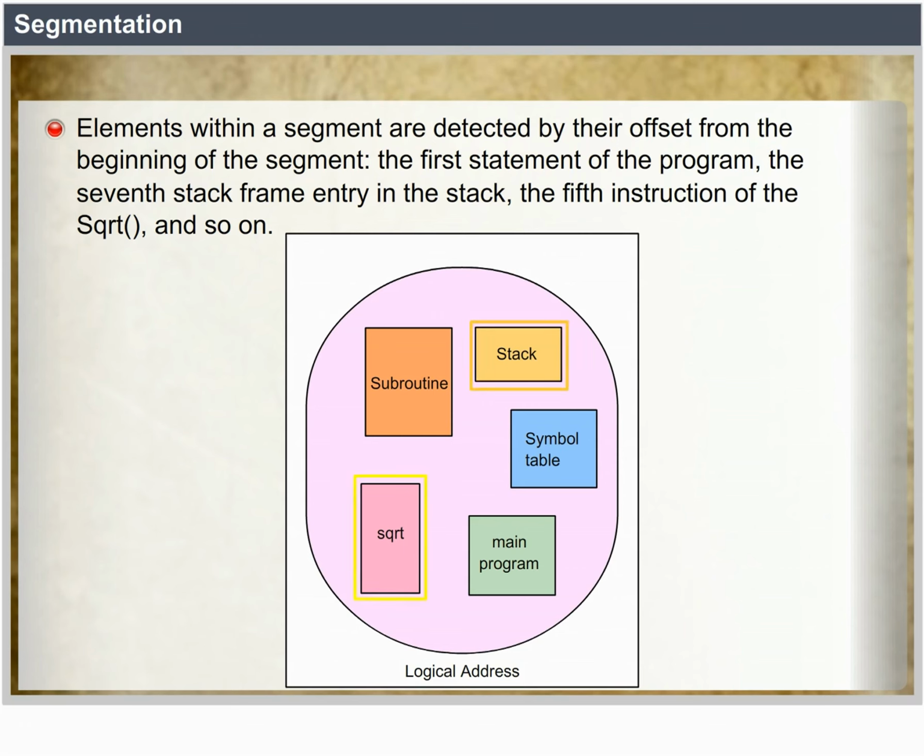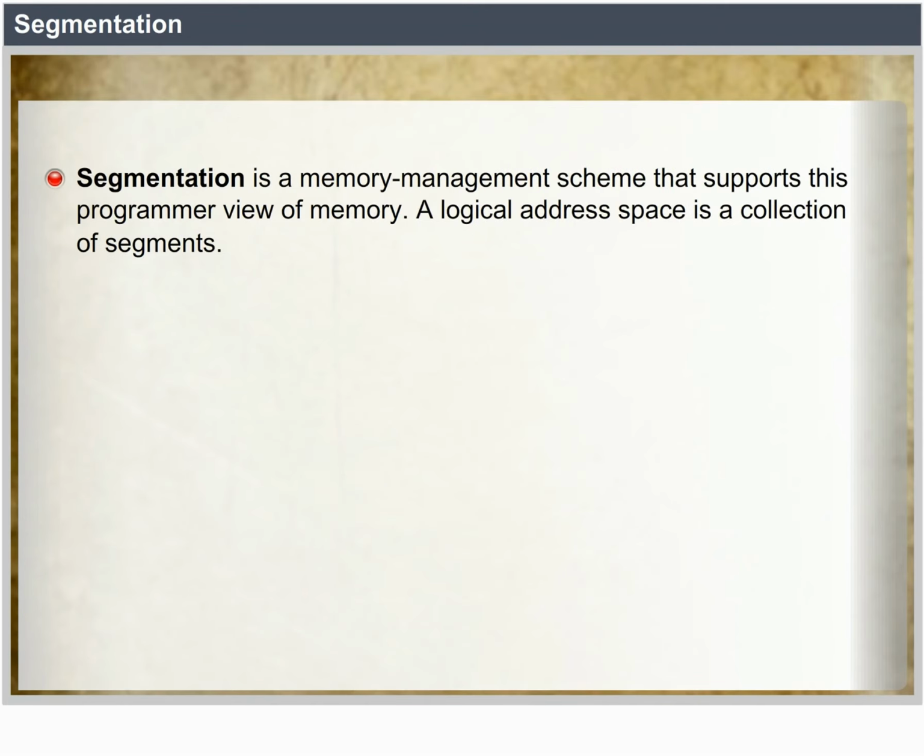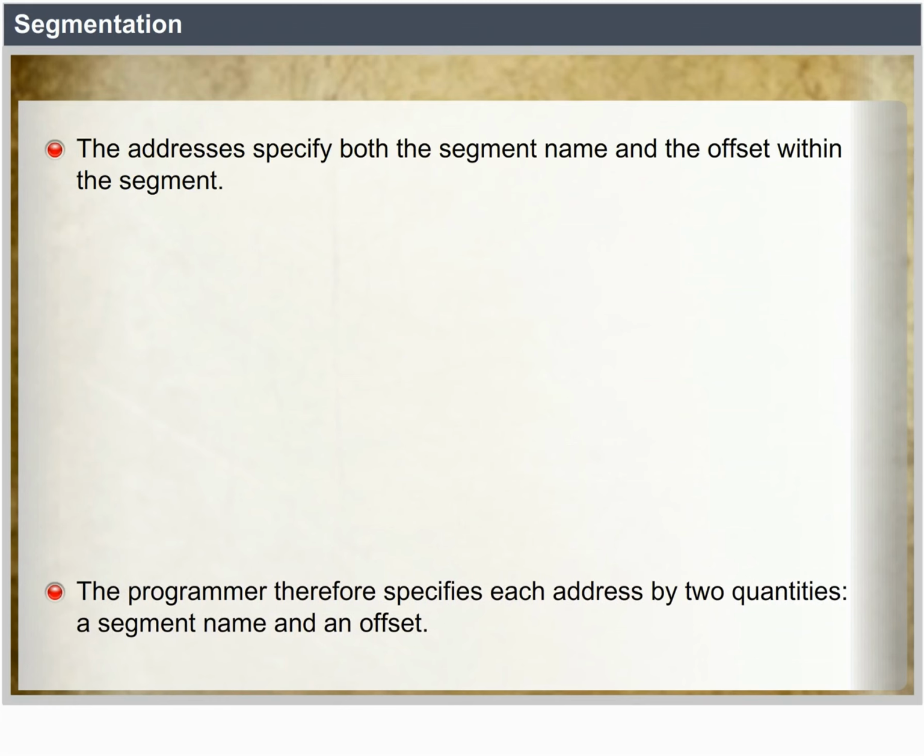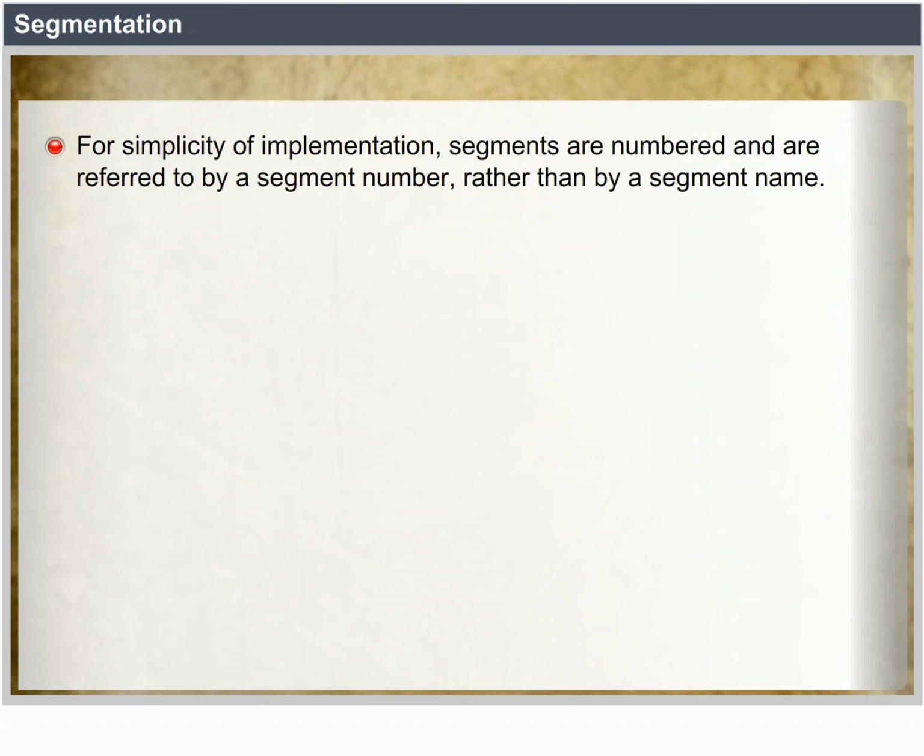Segmentation is a memory management scheme that supports this programmer view of memory. A logical address space is a collection of segments. Each segment has a name and a length. The address specifies both the segment name and the offset within the segment. The programmer therefore specifies each address by two quantities, a segment name and an offset. For simplicity of implementation, segments are numbered and are referred to by a segment number rather than by a segment name. Thus, a logical address consists of a two-tuple as follows.